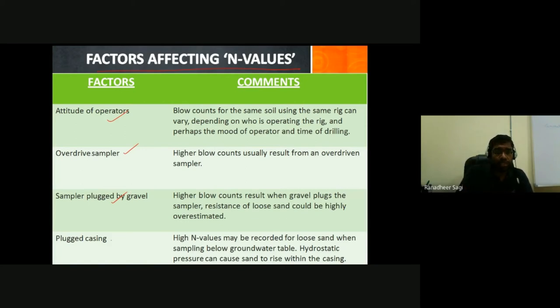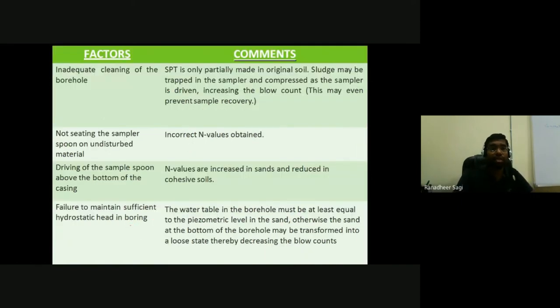And your SPT N value even depends on the casing that you have provided. In case the casing provided is above the position of your borehole bottom, then no problem. If that casing is pushed even below the bottom of the borehole, then the SPT N values you are calculating will obviously be affected. And if the bottom of the borehole is not properly cleaned, in the sense that all the disturbed soil is not properly removed, then the calculated SPT N values will have an impact.